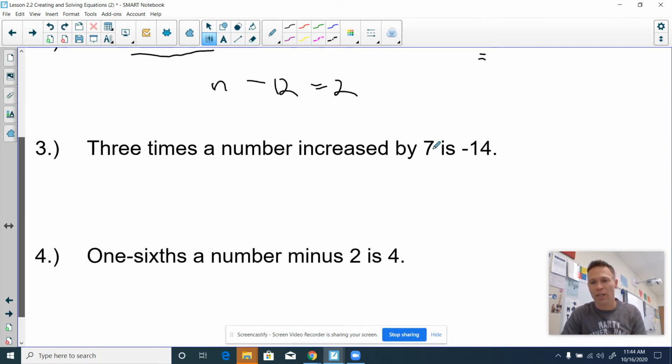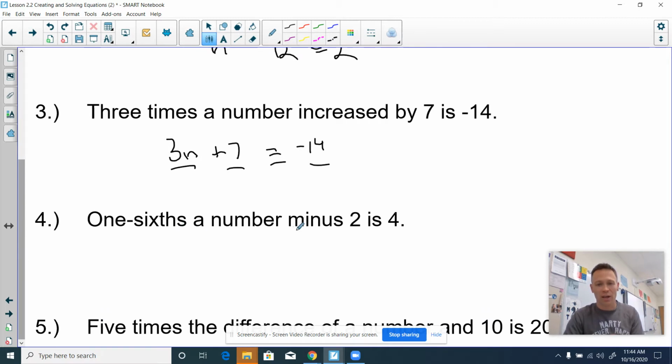3 times a number increased by 7. So this would be 3 times a number, which is 3n, increased by 7, so plus 7 equals negative 14. I think that one's pretty straightforward. 3 times a number, increased by 7, that's adding 7, equals negative 14 given to us. All right, now 1/6 a number minus 2 is 4. So 1/6 a number, that's implying multiplication. So 1/6 times n or x minus 2 equals 4.